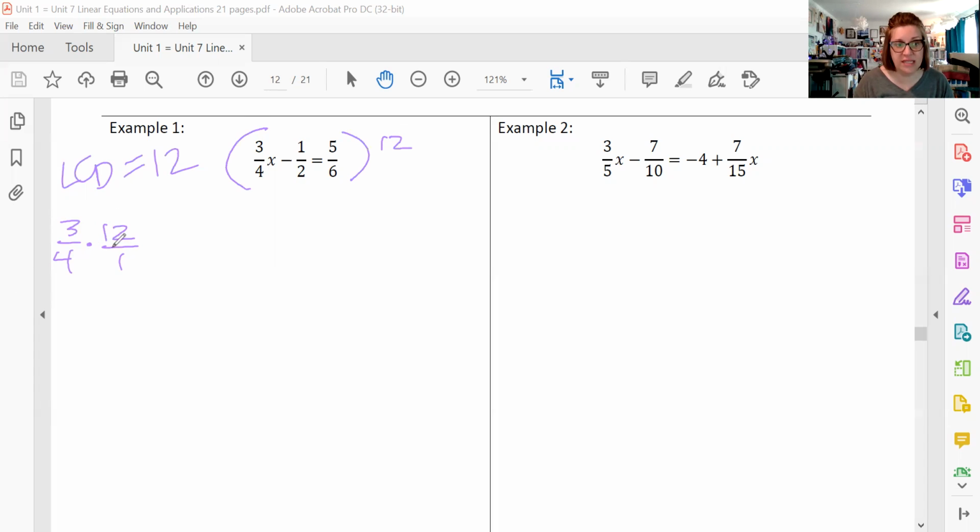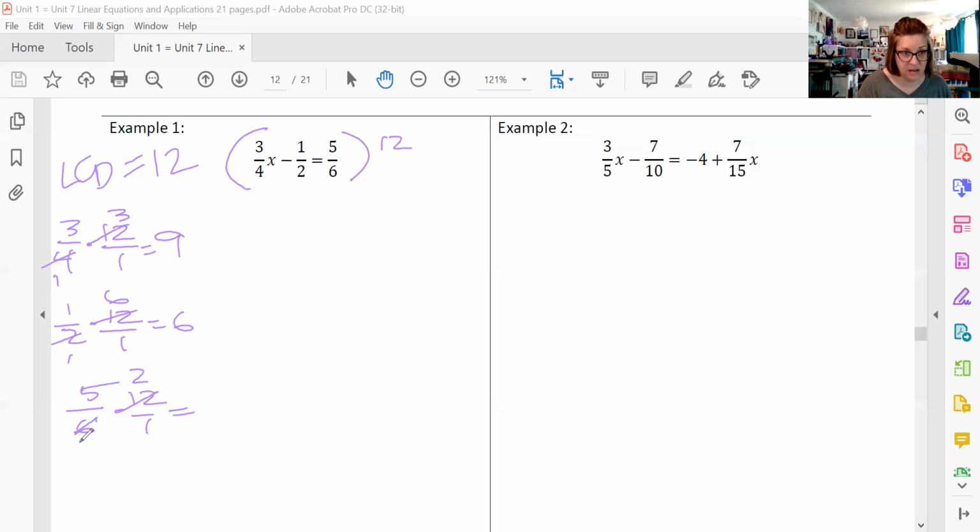So 3/4 times 12 over 1, I can cross cancel, so this one's going to equal 9. I'm going to take that 1/2 times 12. Again, I can cross cancel. That's going to be 6. And then 5/6 times 12, I can cross cancel. 12 divided by 6 is 2. 5 times 2 is 10.